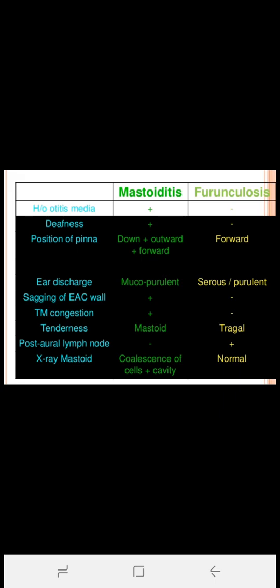While in furunculosis, as you can see, there won't be any history of otitis media, any deafness, or sagging of the EAC wall, or TM congestion. But here ear discharge will be serous or purulent. The position of the pinna is pushed forward. There will be tragal tenderness and presence of a posterior lymph node, but the X-ray will be normal.